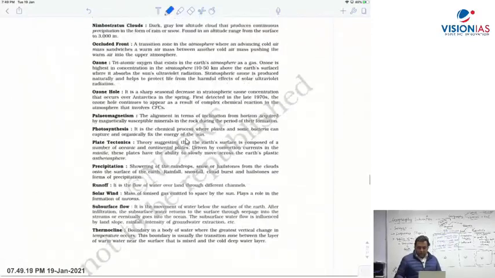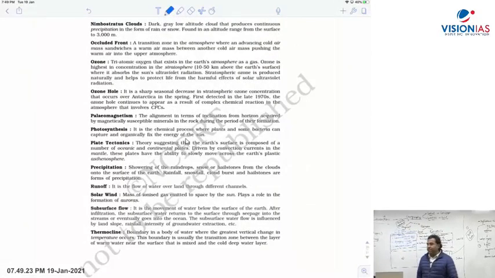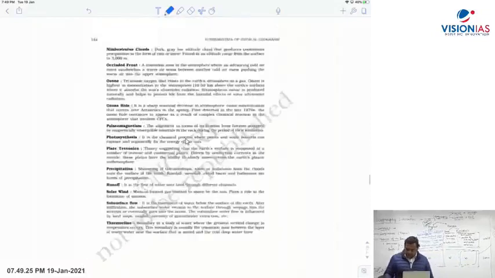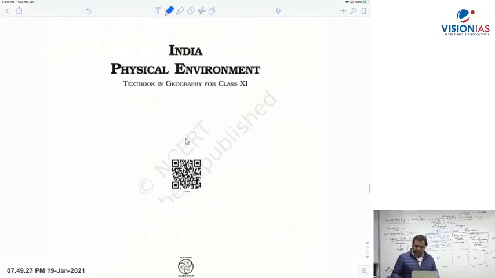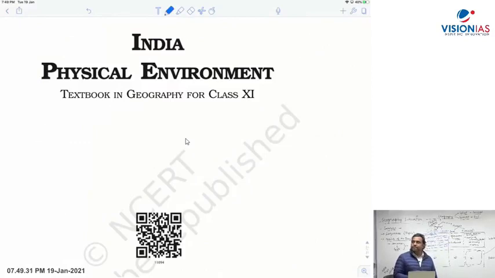This is the printed notes for geography if you want, right? So please do keep them with you, right? Then next is what? Then comes India Physical Environment. This is the second NCERT, India Physical Environment.